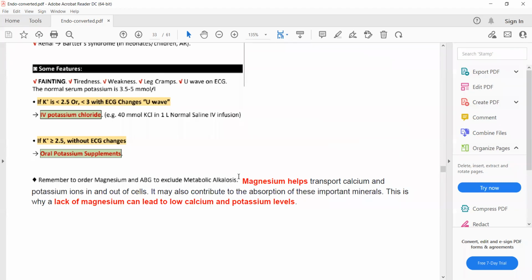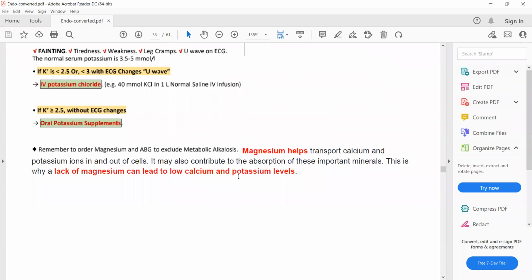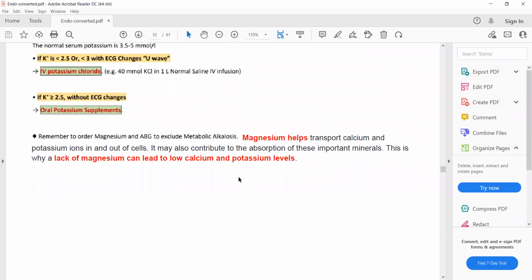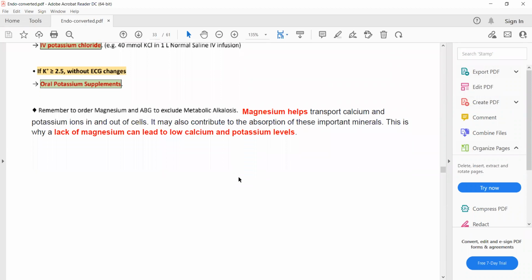If ECG changes are present and even the potassium level is more than 2.5 and less than 3, then we will go for IV potassium chloride, otherwise oral potassium supplements.